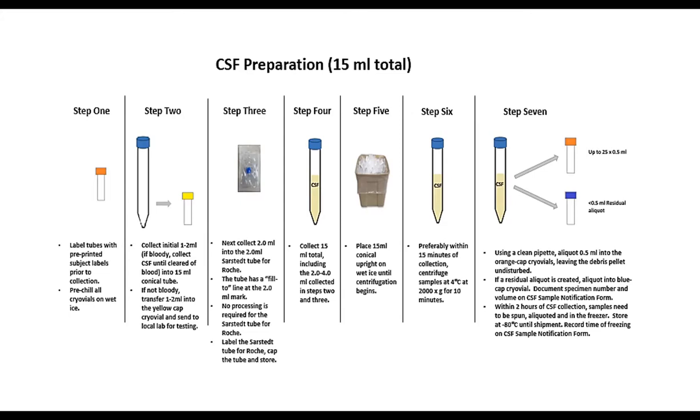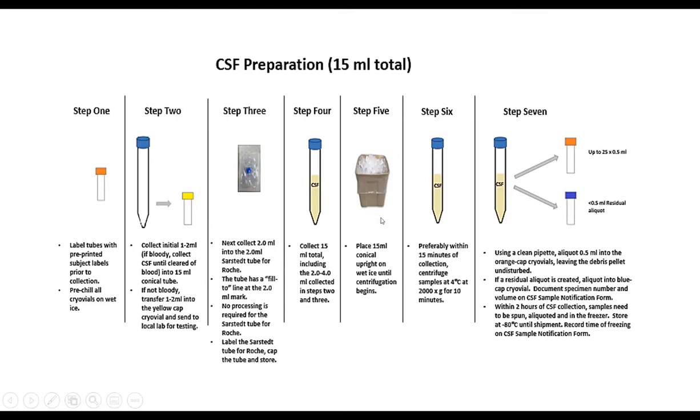Once that 2 mils are collected, then you will go back to your other 15 mil conical and collect the remainder of the 15 mils of CSF. It depends on how much you've already collected, but it's probably going to be in the neighborhood of about another 10 mils, 12 mils or so that you'll have to collect into this 15 mil conical. Go ahead and collect that in there.